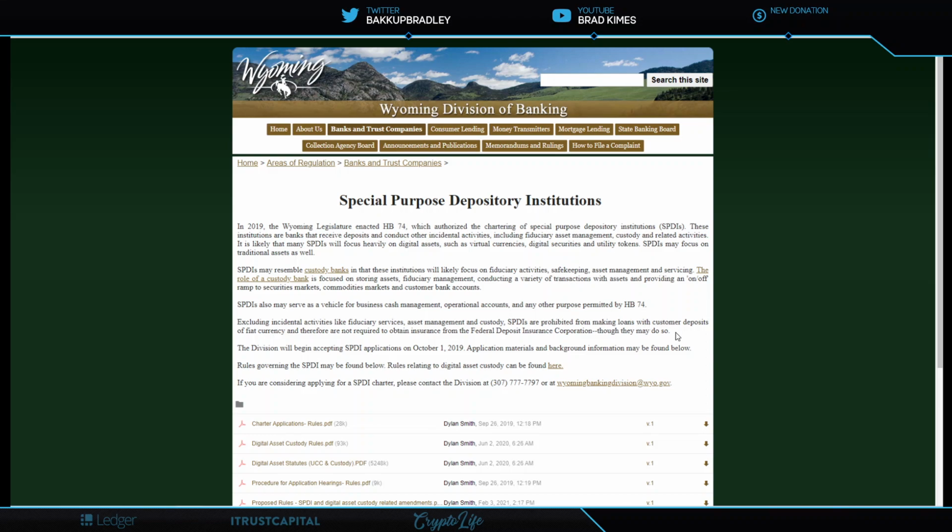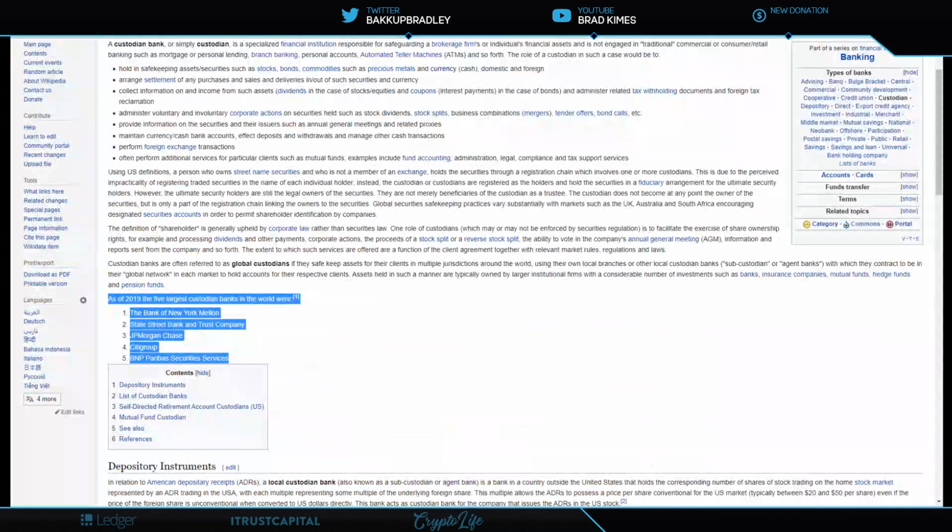SPDIs are prohibited from making loans with customer deposits or fiat currency and therefore are not required to obtain insurance from the FDIC, though they may do so. Okay, so that's what a SPDI is. Well, let's look at some examples of some of the five largest custodian banks in the world.